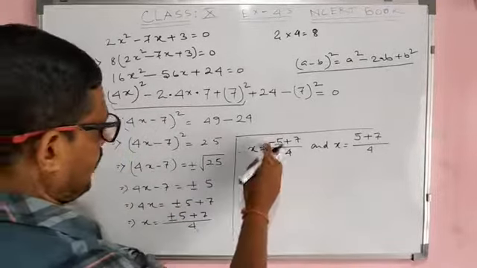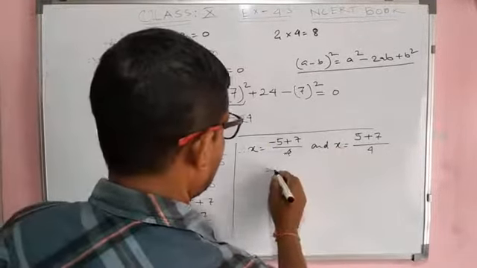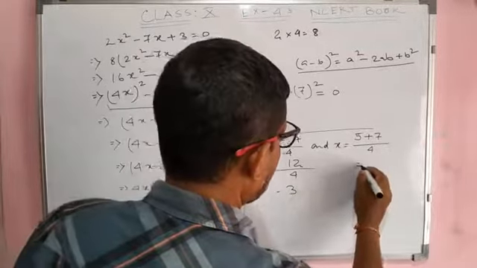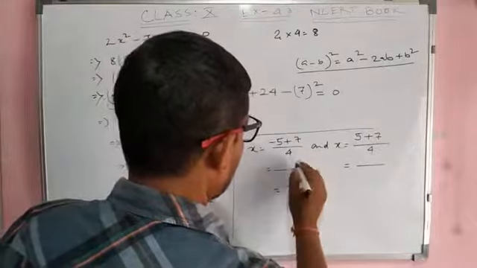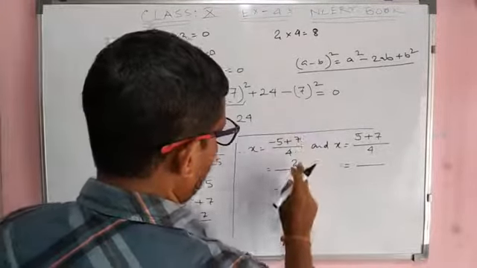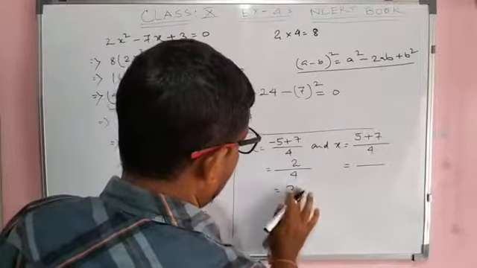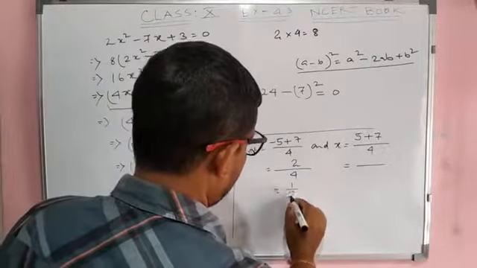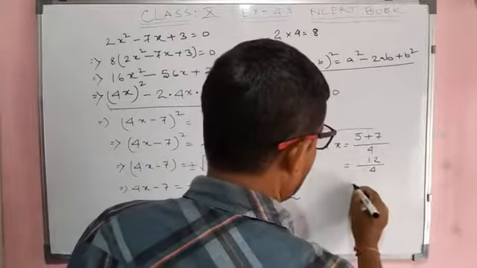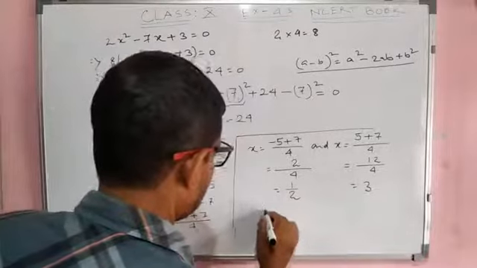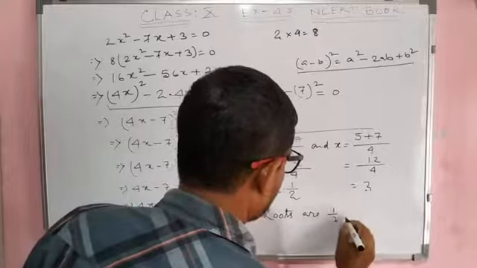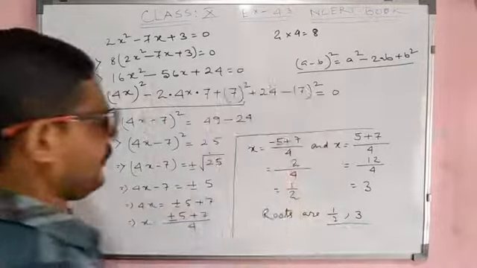Here one time using minus, then again using plus. So it will be 12 by 4 equal to 3, and the other will be 7 minus 5, 2. On calculation we get 1 by 2. And this will be 12 by 4 equal to 3. Therefore the roots are 1 by 2 and 3. So this is the completing square method.